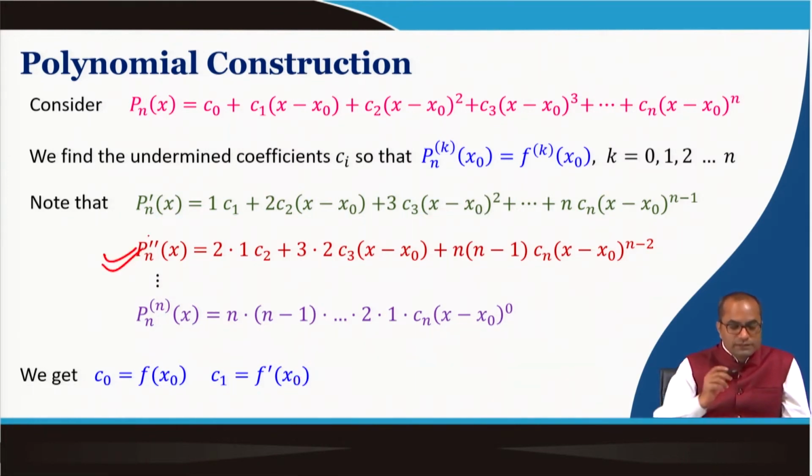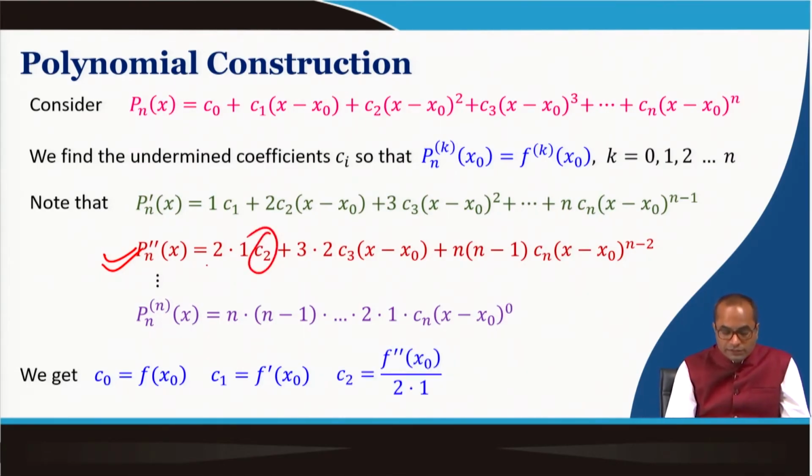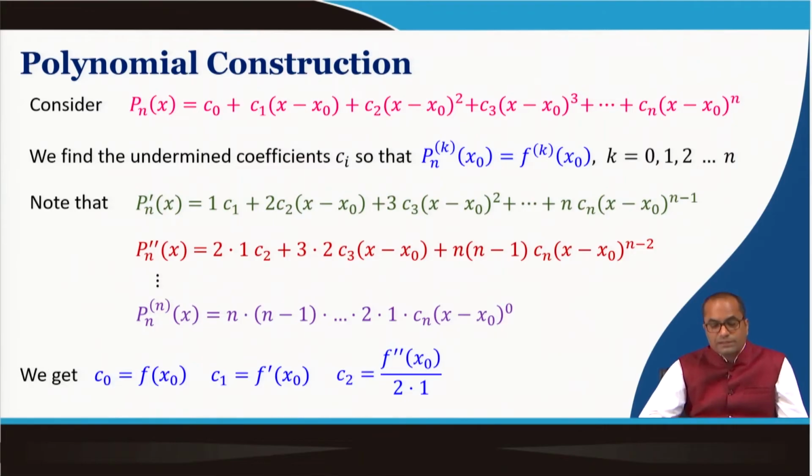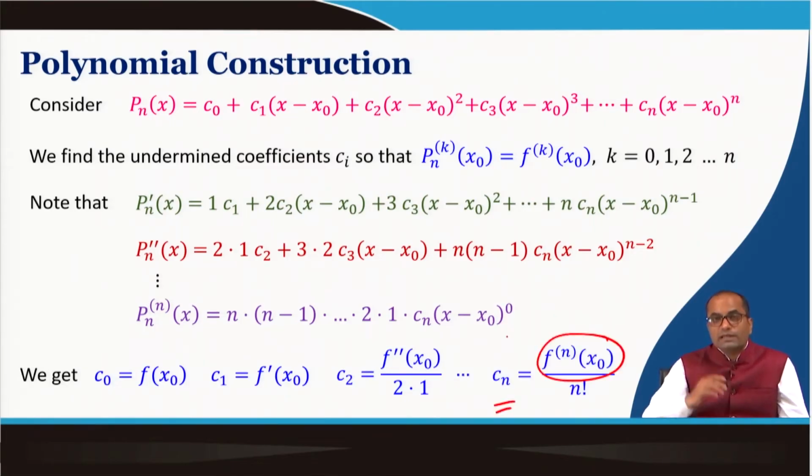Similarly, when we equate the second order derivative of the polynomial at x naught to the second order derivative of the function at x naught, we will get this C2, which will be the double derivative of f divided by 2 into 1. And if we continue this, we can get all these coefficients up to this Cn. So Cn will be the nth order derivative of f at x naught divided by factorial n.